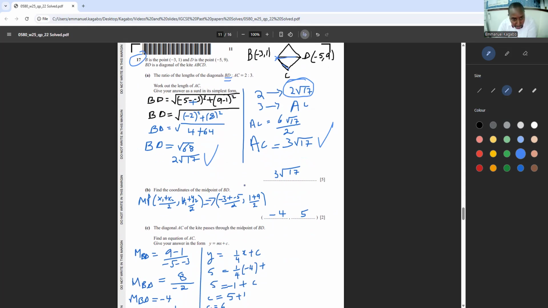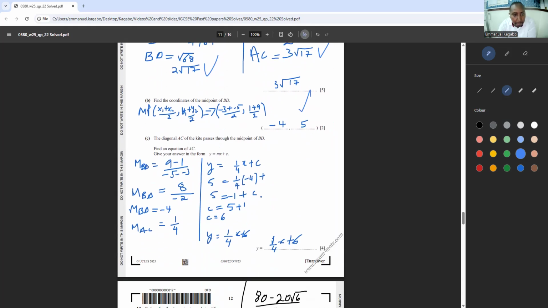Okay, find the coordinates of the midpoint of BD. The coordinates of the midpoint of BD are given by the formula (x1 plus x2) over 2, (y1 plus y2) over 2. That means it's this plus that, then this plus that, and divide by 2. So your midpoint is going to be that.